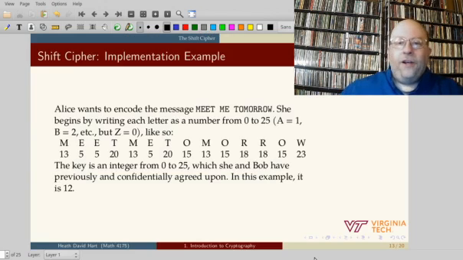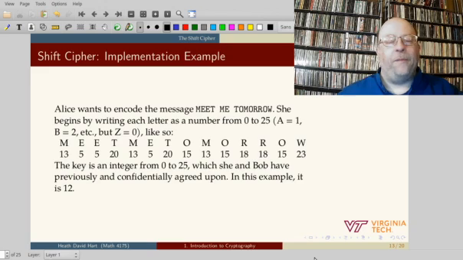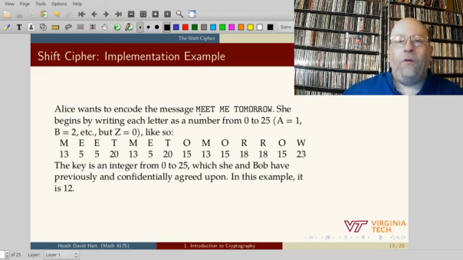And in the shift cipher, we are literally shifting letters by a fixed amount through the alphabet. So Alice wants to encode this message: meet me tomorrow. She begins by taking every letter and converting it into a number between 0 and 25. A is going to be 1, B is going to be 2, C is going to be 3, and so forth. But Z is going to be 0 and not 26.